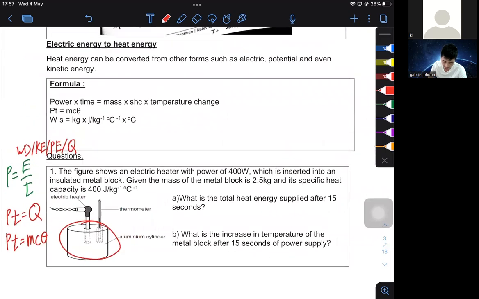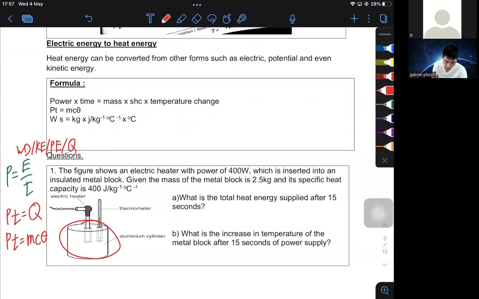Basically, this next part is understanding how electrical energy is converted into heat energy using the formulas. It always starts off with understanding that power is equal to energy over time. Power times time is equal to energy, then power times time is equal to mc theta. So depending on how much power is applied to this heater and how long we heat this aluminum cylinder, we'll be able to determine how much heat energy is supplied to the aluminum cylinder.